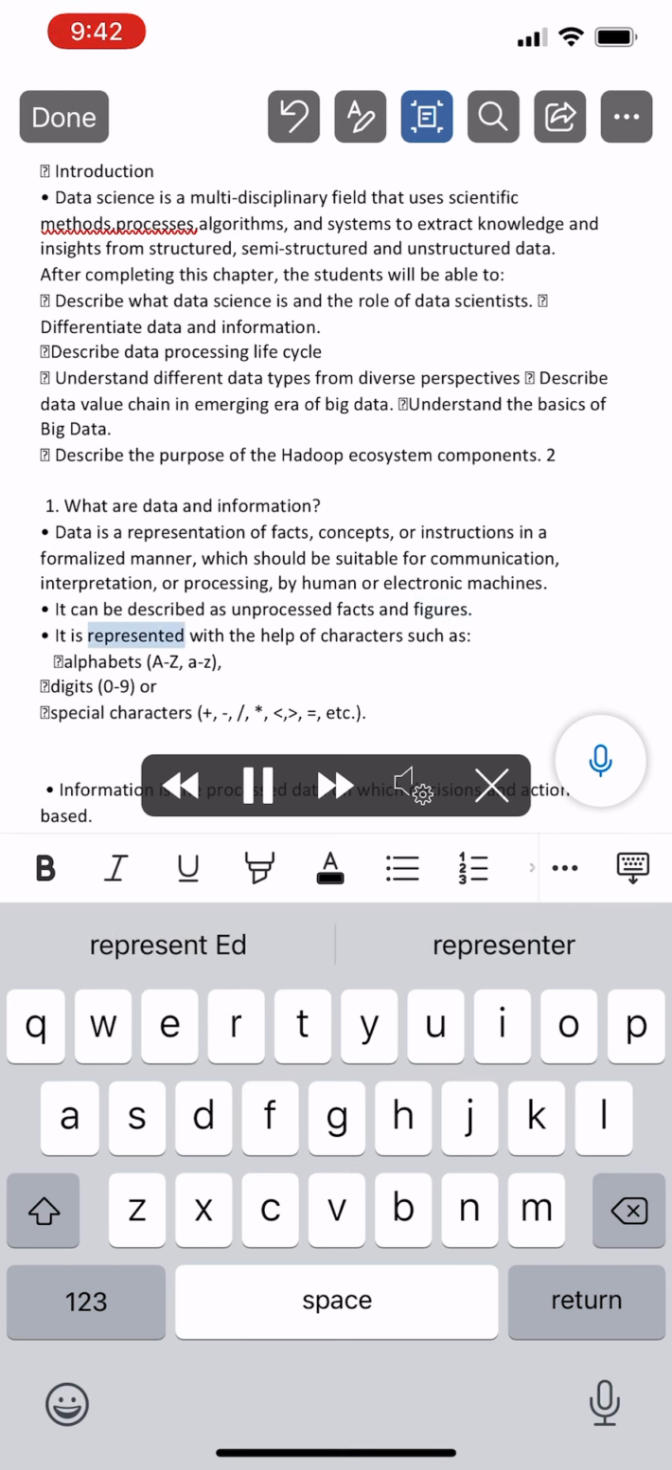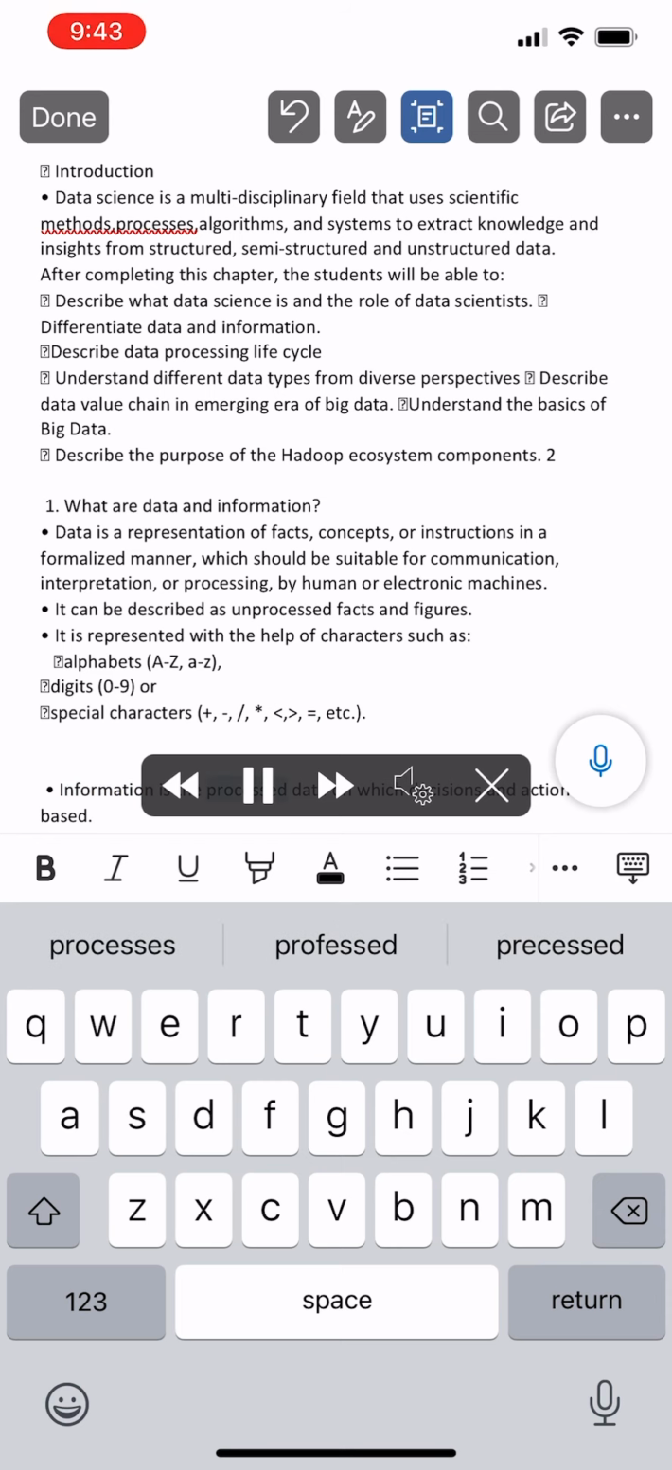It is represented with the help of characters such as alphabets, A-Z, a-z, digits, 0 to 9, or special characters, plus, dash, forward slash, asterisk, comma, equals, etc.